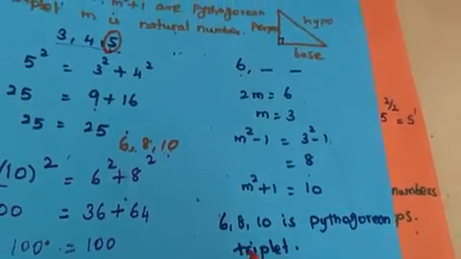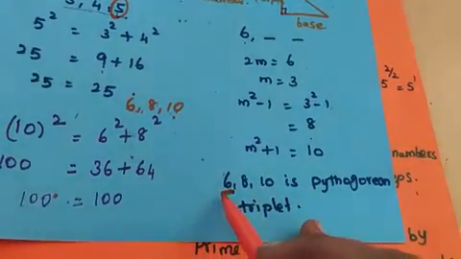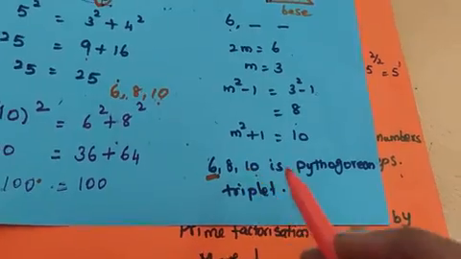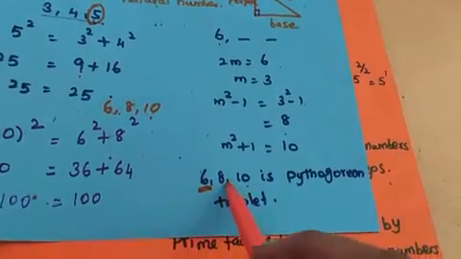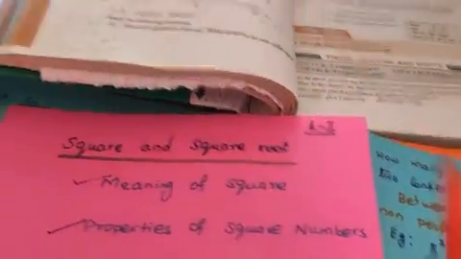So now we got the triplet. One member was already given, that is 2m, which is 6, and the next two numbers we found are 8 and 10. So now 6, 8, 10 is a Pythagorean triplet. Using this concept you can solve exercise 6.2.